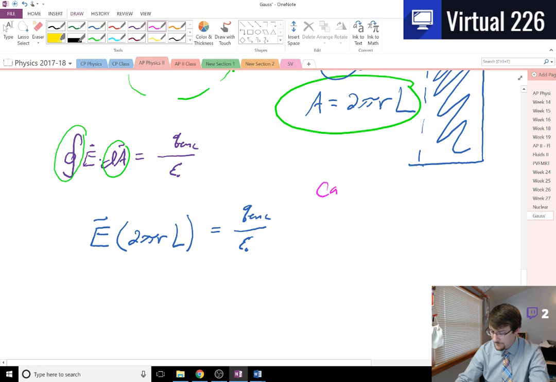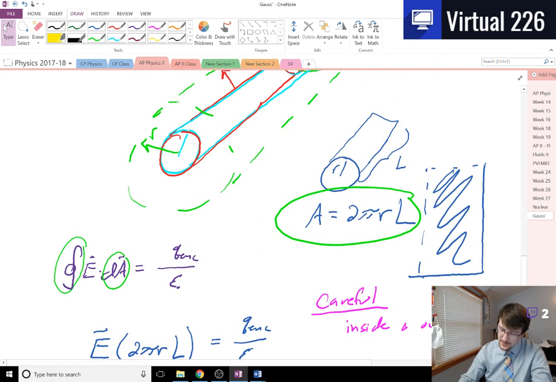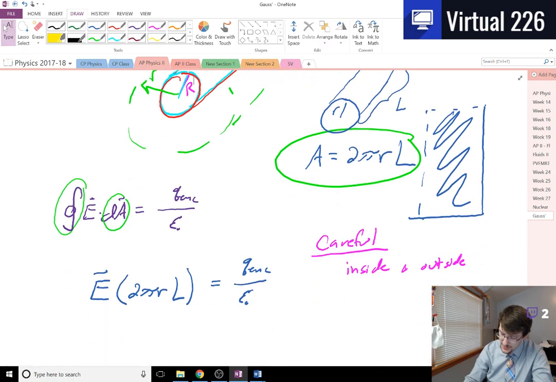You do want to be careful here. You're going to have different values when you're inside and outside the cylinder. When you're inside the cylinder, this might be some hard radius r that you can just say, hey, look, I'm at this value of r.